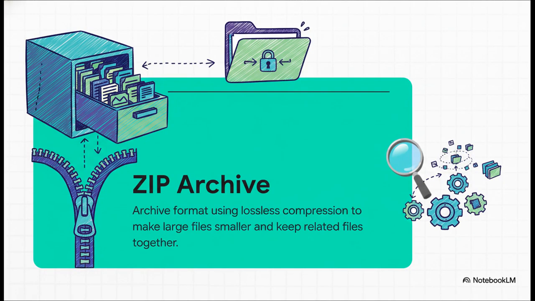But the solution is actually pretty elegant: the zip file. The best way to think of it is like a digital filing cabinet. It lets you bundle all those related files into one single tidy package. And the magic part? It uses something called lossless compression, which basically means it shrinks the total size without losing a single bit of your original data. Everything comes back out exactly as it went in.